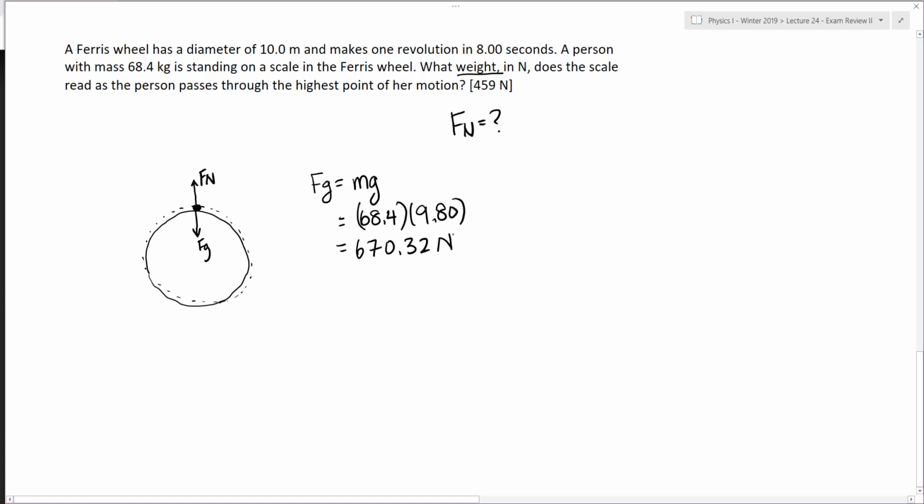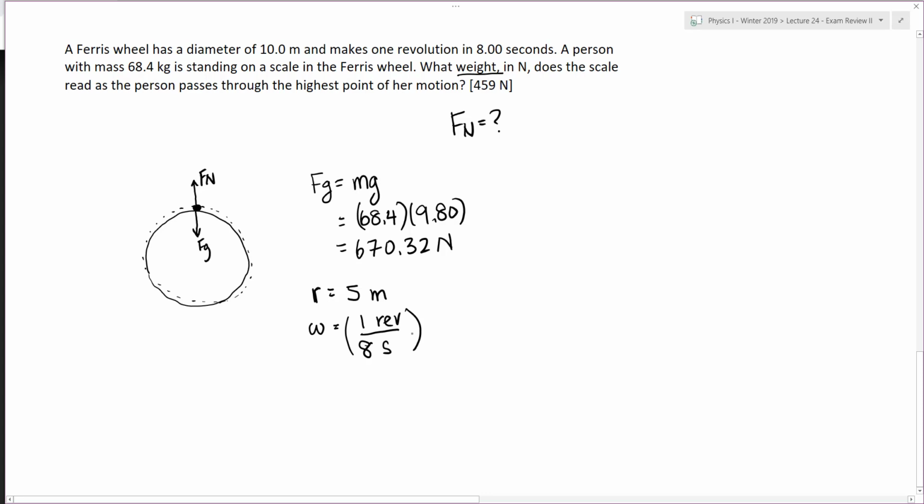It tells us that the diameter of the Ferris wheel is 10 meters, which means that the radius of the Ferris wheel, which is half the size of the diameter, would be 5 meters. And it makes one revolution in 8 seconds. So what value are we able to find? What variable can we find if we know it makes one revolution in 8 seconds? We can find omega. So omega is 1 revolution per 8 seconds.